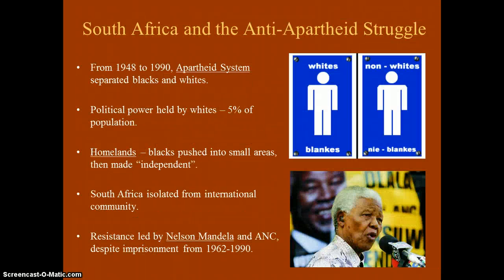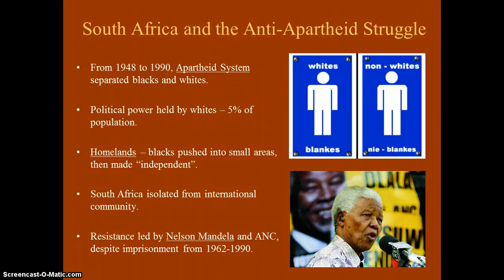Okay, South Africa in the anti-apartheid struggle from 1948 to 1990. The apartheid system separated whites and blacks. This was worse than what happened in the U.S. with our civil rights. Political power was held by the whites, and that was only 5% of the population. Homelands: blacks were pushed into small areas and then made independent.